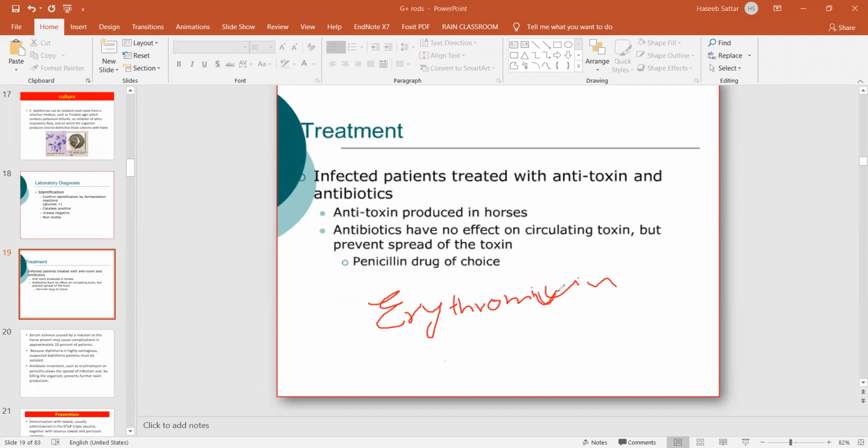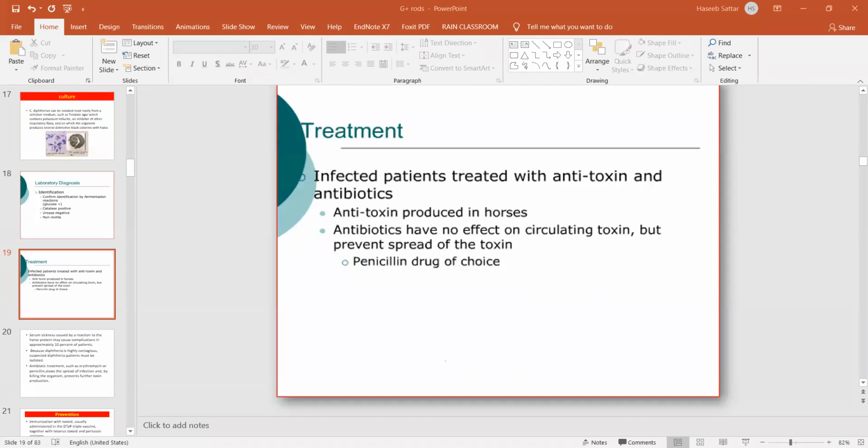Erythromycin is the first line drug instead of penicillin. So now penicillin is the second line drug. These are the new guidelines. So the first choice nowadays is erythromycin. If a patient has an allergy to erythromycin, or some complication with erythromycin, then we can use penicillin. Otherwise, erythromycin is the first line choice nowadays.